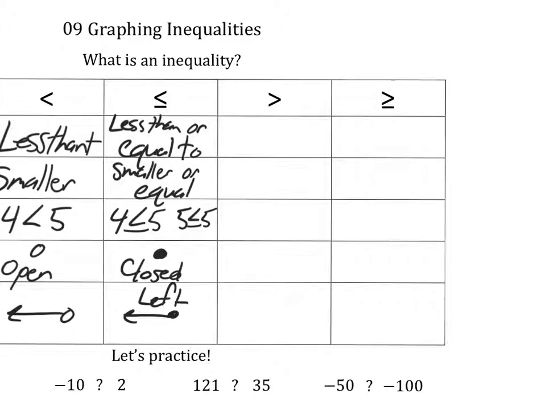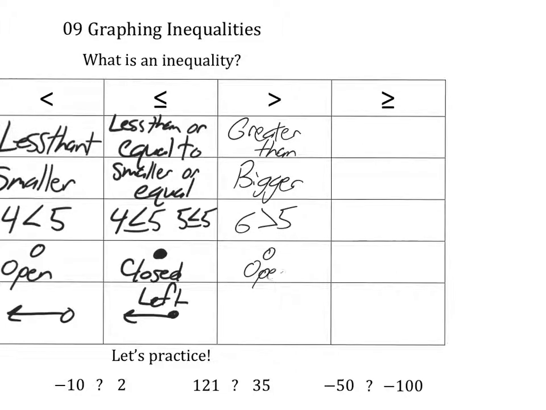Okay, my next one is greater than. So we have greater than. That just means that it is bigger. So an example would be 6 is greater than 5. If you think about for an inequality, the symbol is opening to the bigger one. So think of it as like an alligator, so it wants to eat the bigger thing. So for this one, I would have an open dot. And if I had the dot on a number line, I would shade to the right.